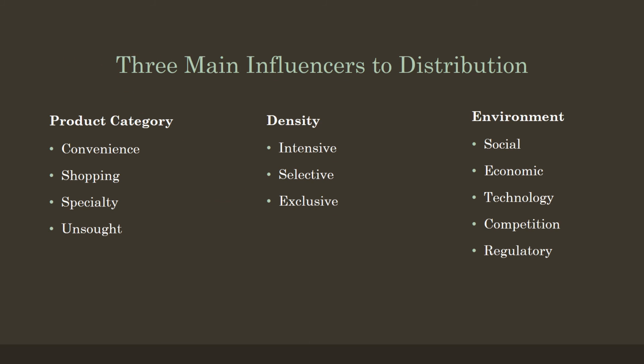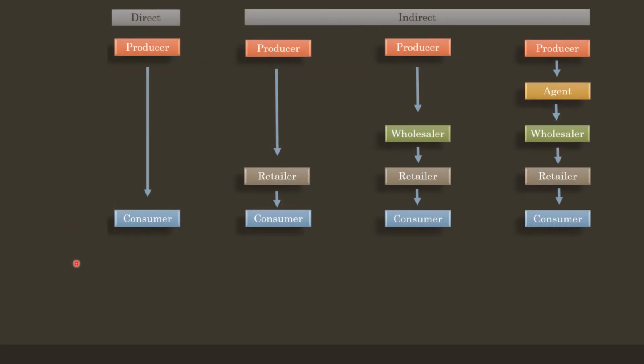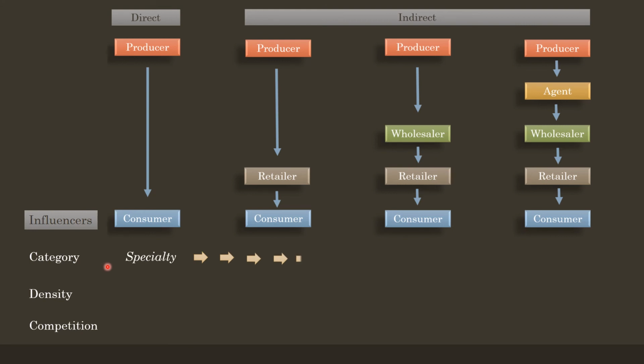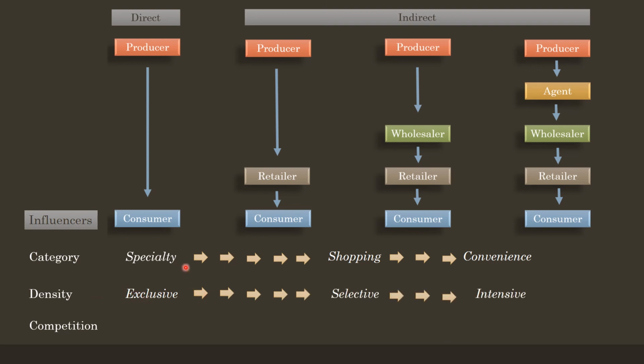So this is from before. We have the entire links in our chains of intermediaries, and these are your influencers. And if you take a look here, depending upon your category is going to depend upon your level of intensity. You can be a specialty product, but you're probably going to be exclusive. People are going to search you out, find your special lemonade.